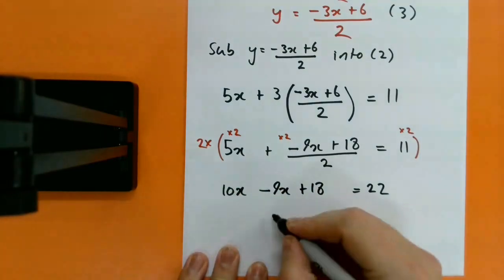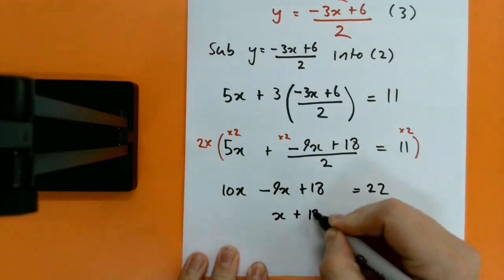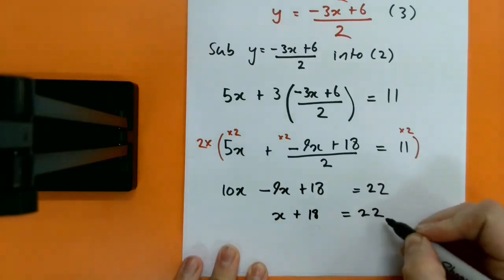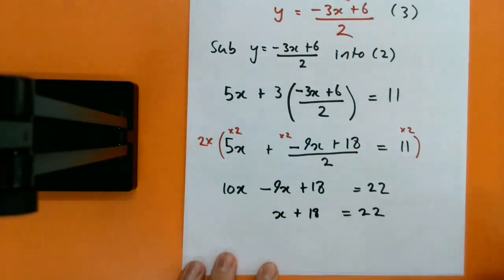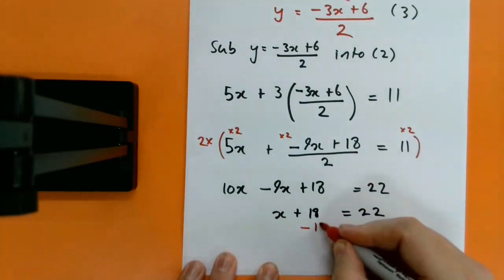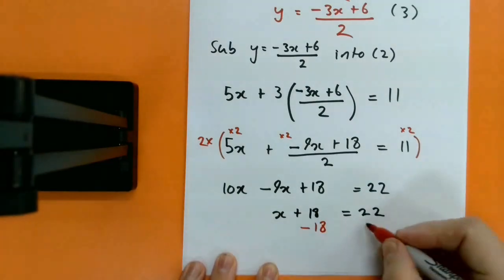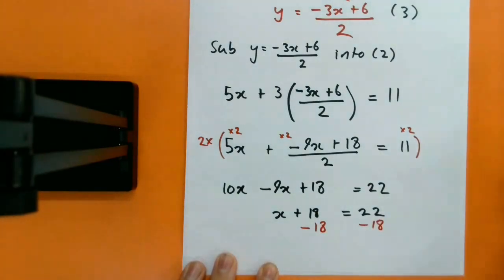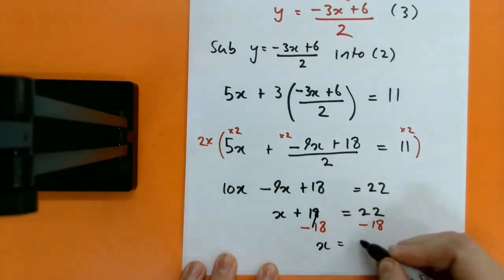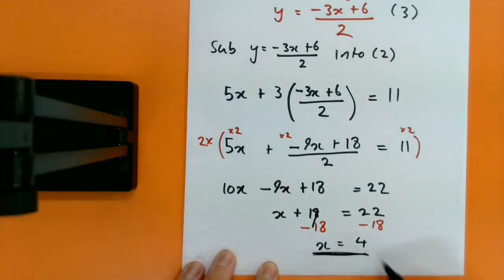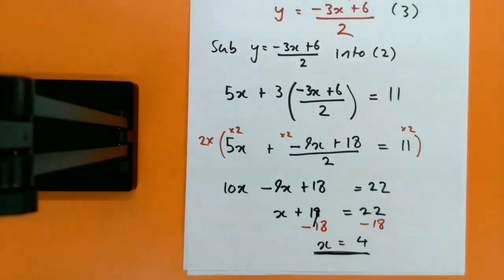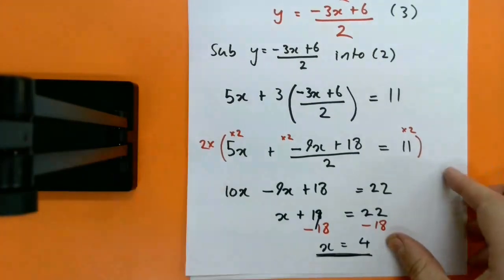So now we're going to tidy this up, collect some like terms. 10x minus 9x is just x, plus 18 is equal to 22. So what we need to do now is subtract 18 from both sides, just like what we normally would, and x is now equal to 4. We're not quite done yet. We still need to find y. We found x, but we need to find y.